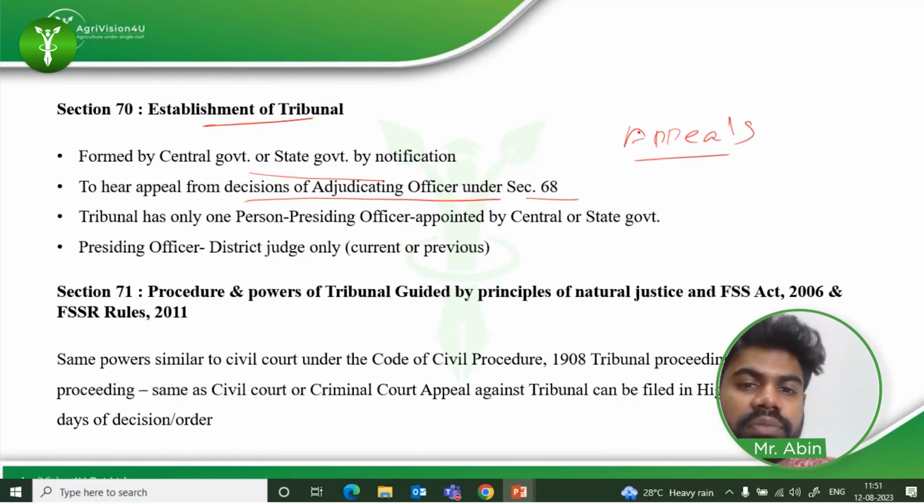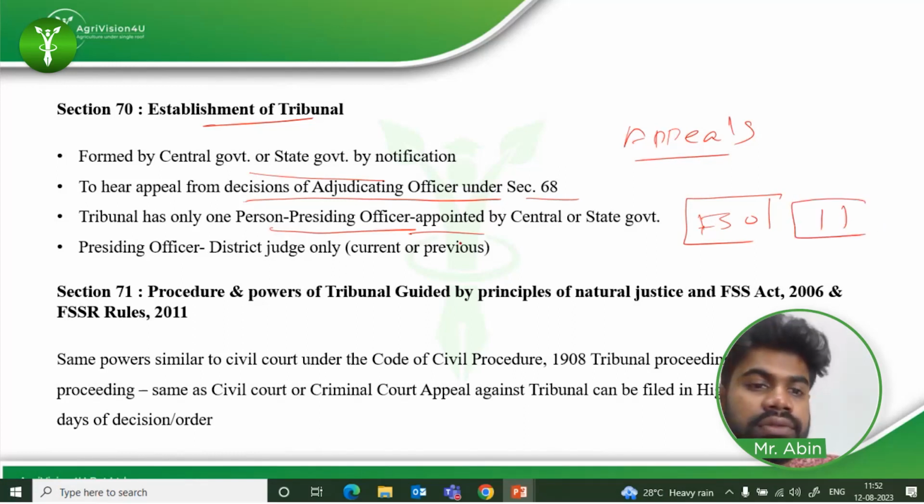Tribunal has only one person, the presiding officer, only one person. This is a question that came in the FSO examination for Kerala in 2020. How many members consist of the appellate tribunal? So the answer is one. The presiding officer will be the responsibility of a district judge only, current or previous.